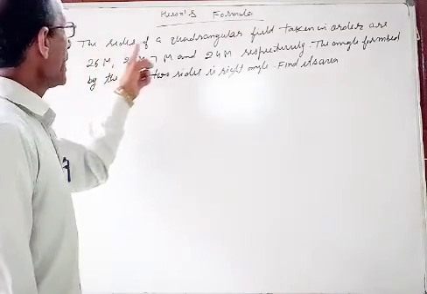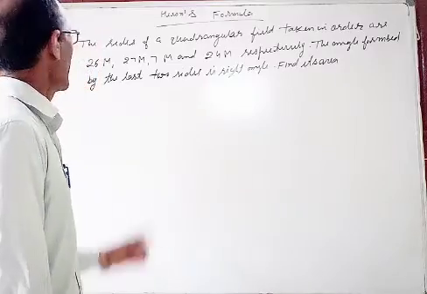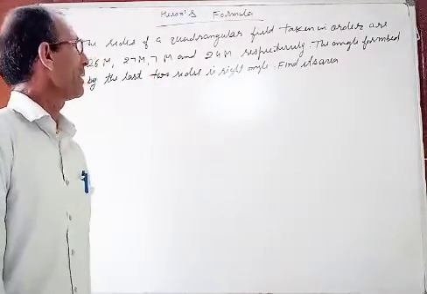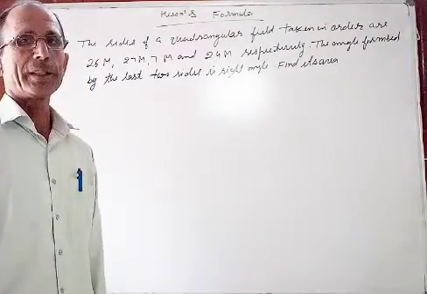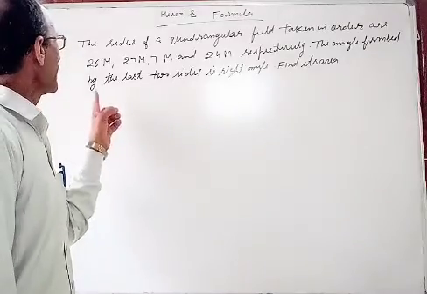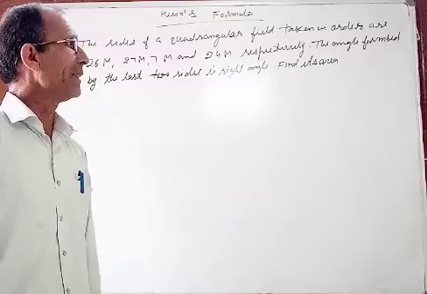The sides of a quadrilateral field taken in order are 26 meter, 27 meter, 7 meter, and 24 meter respectively. The angle formed by the last two sides is a right angle. Find its area.